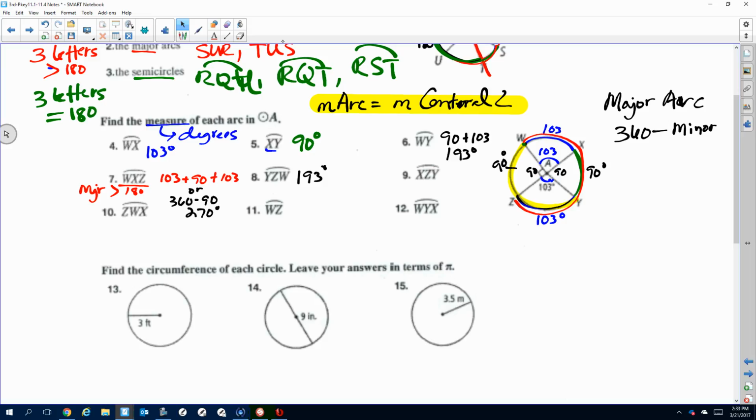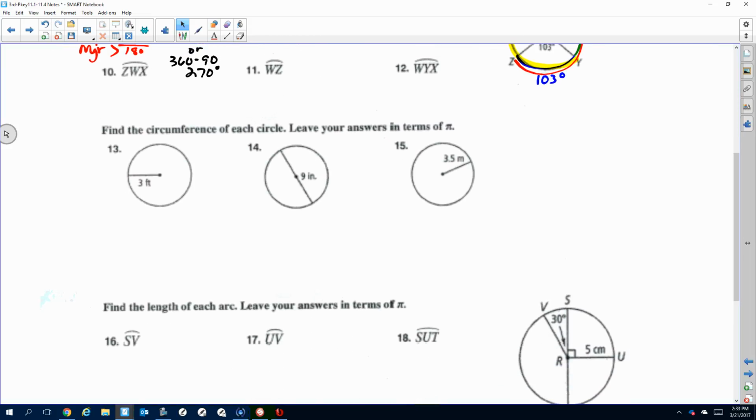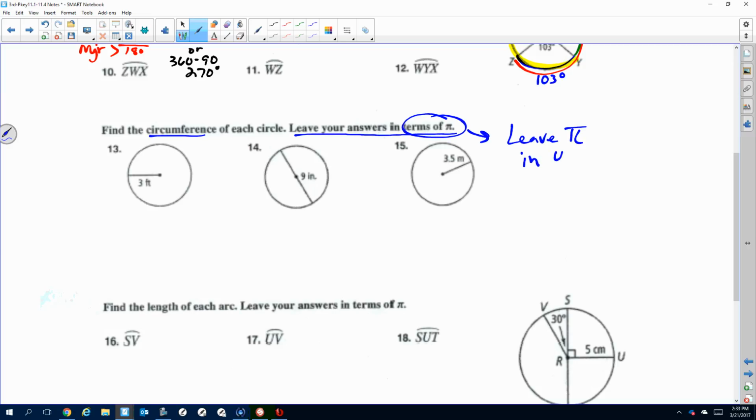When we get to the next section, okay, now we're finding the circumference of the circle. So the key word here is find the circumference, but it says leave your answer in terms of pi. I'm going to circle that. Basically, what that means is just leave pi in your answer. Don't convert it, okay? So if I'm doing circumference, we have a formula for that. Our formula for circumference is 2 pi r, okay?